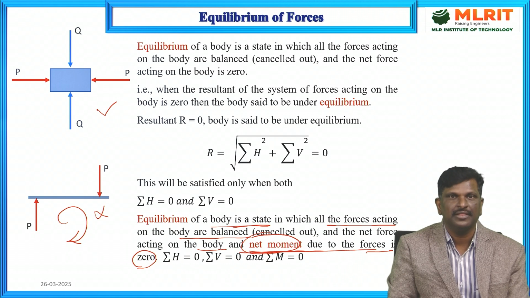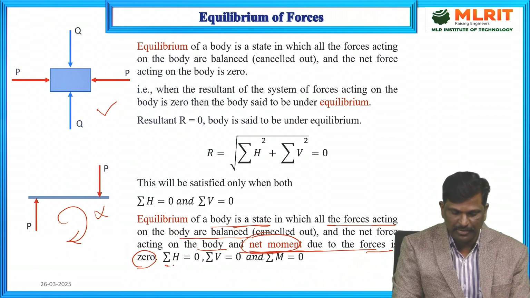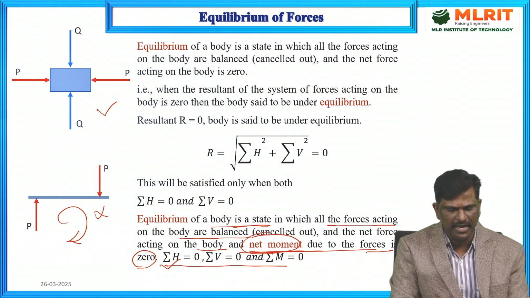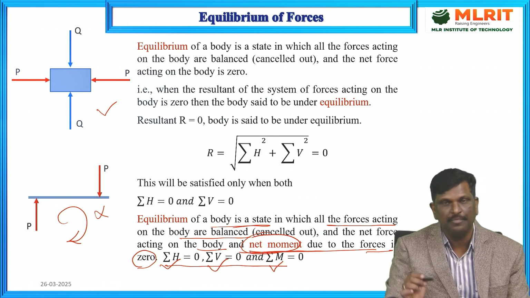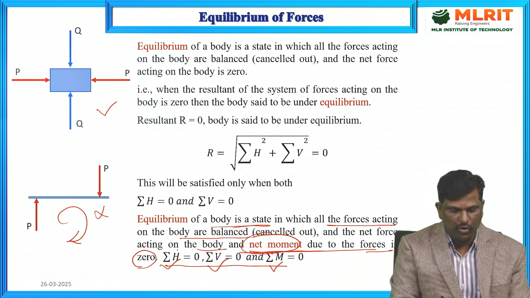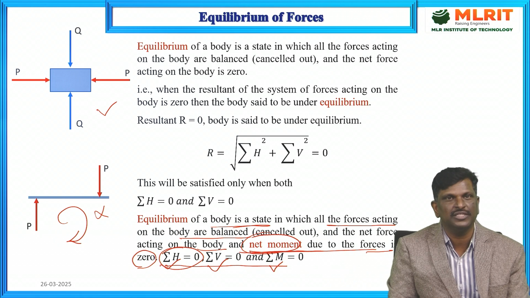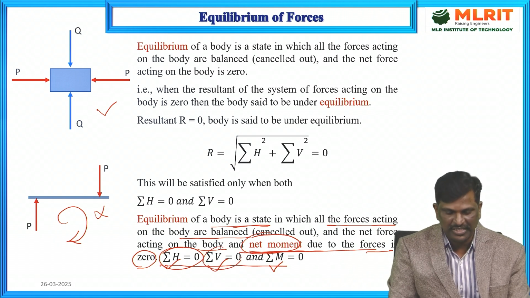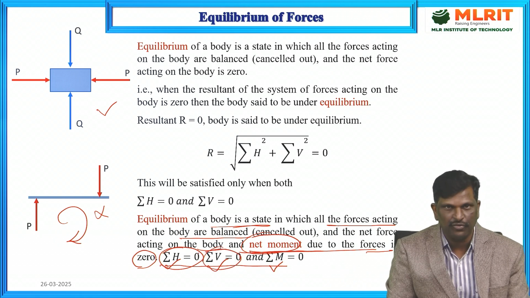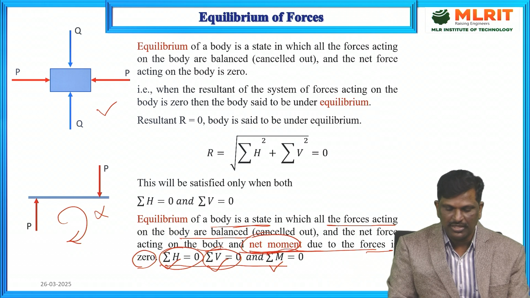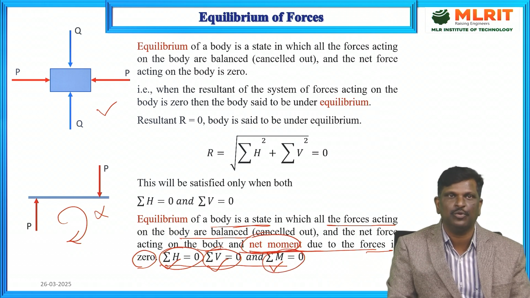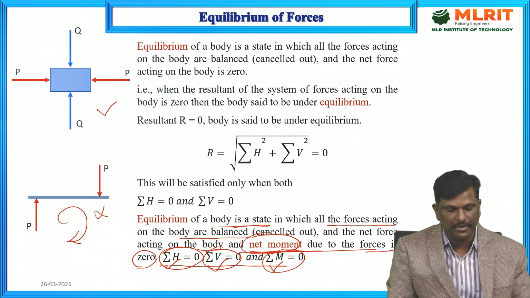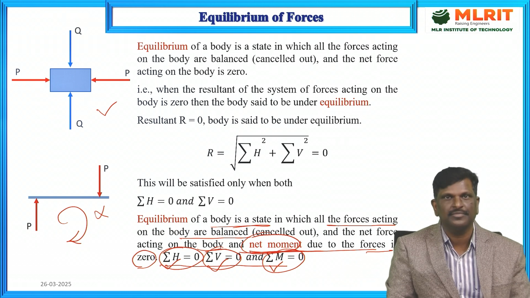So here the equations of equilibrium are sigma H equal to 0, sigma V equal to 0 and sigma M equal to 0. Sum of all horizontal components of the forces must be 0. Sum of all vertical components of the forces must be 0, and also the sum of all moments about a point is equal to 0. Then only the body is under static equilibrium condition.